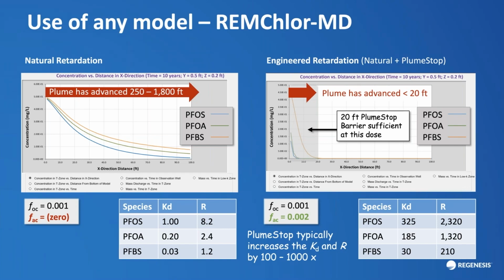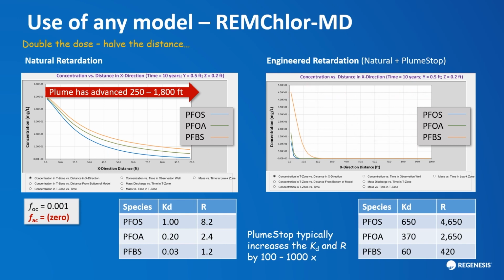And this will tell us that maybe a 20-foot PlumeStop barrier at this application would contain these concentrations under that kind of seepage velocity, 220 feet per year, for about a 20-year period. It's a very simple exploration. It'll give an idea of scale. We can play around with it too.